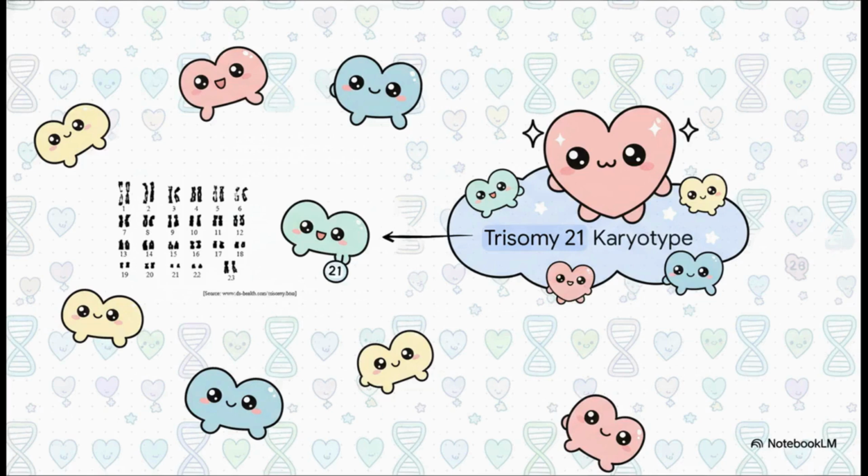Now, zooming back out to that macro level, chromosomal mutations involve entire chromosomes. Take a look here. This individual has an extra copy of chromosome number 21. This specific mutation is called trisomy 21, which results in Down syndrome. It's a really clear example of how adding a whole chromosome dramatically shifts the biological outcome.